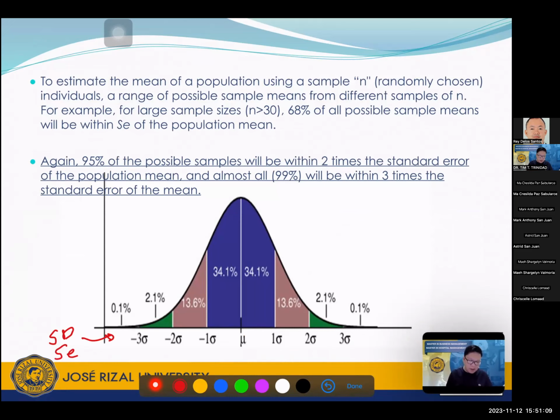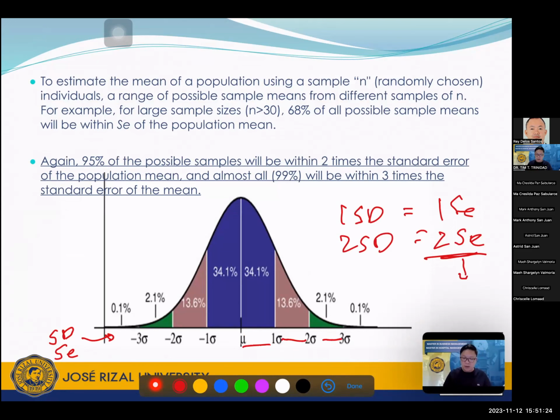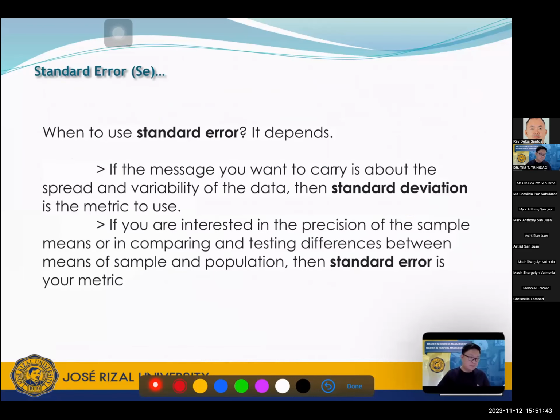The same values apply: 1 standard deviation is also equivalent to 1 standard error, 2 standard deviations to 2 standard errors. Only that your error represents multiple sets or multiple variables, while your standard deviation is 1 set or 1 variable. Okay? Are we clear on that?